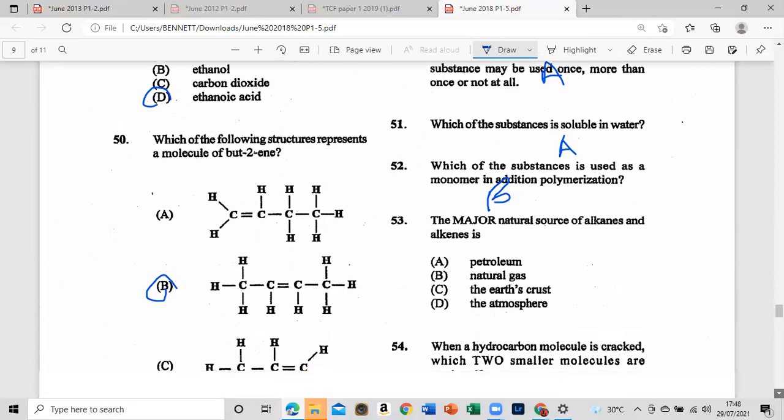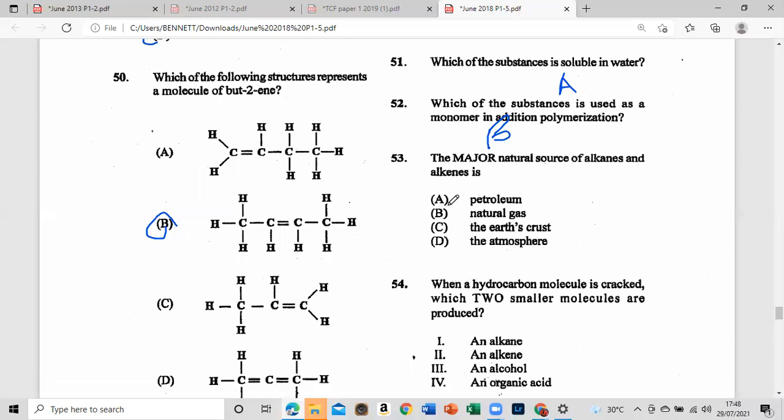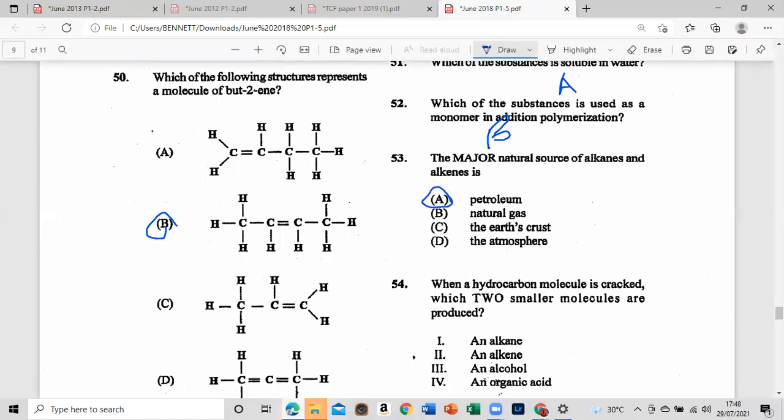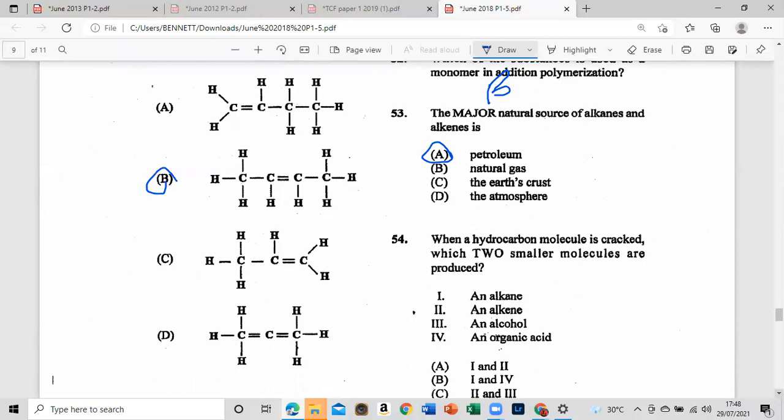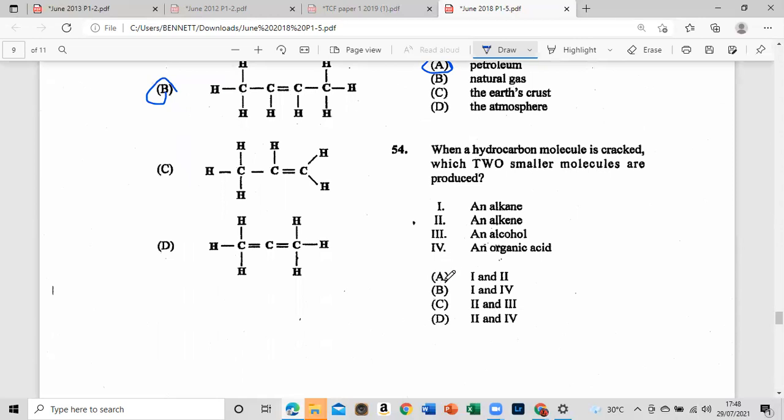53, the major natural source of alkanes and alkenes is petroleum. Know that from doing the earlier videos. When a hydrocarbon molecule is cracked, which two smaller molecules are produced? Is it an alkane, an alkene, an alcohol, an organic acid? Which of the two, guys? 54 is indeed 1 and 2, alkane and alkene.